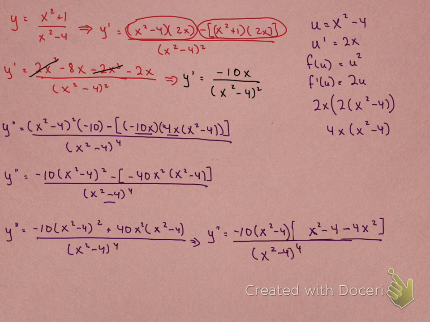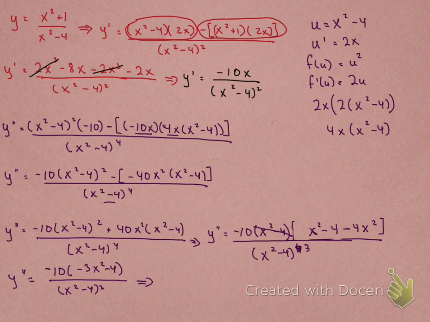So now I think you can see where this is going, because what's going to happen is that this x squared minus 4 on the top is going to take one of these with it. So we're left with negative 10 times negative 3x squared minus 4, and we are almost done. And remember, the reason that we need to do this simplification is so we can eventually find where this second derivative is equal to 0.